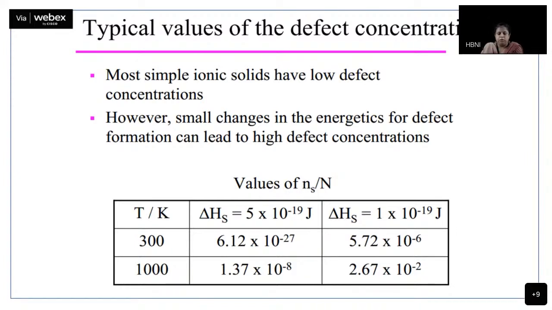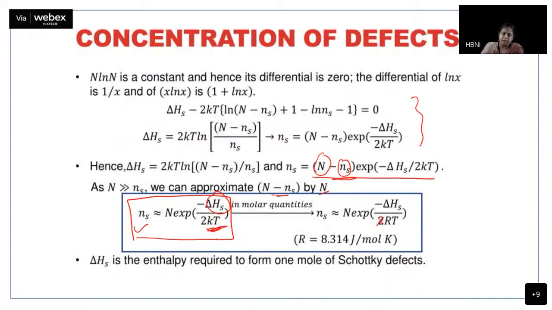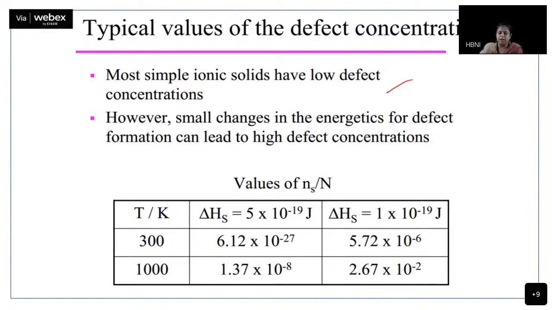Okay. So as I just mentioned a minute before, the defects are there, but the concentrations are very small. All right. So this is what is mentioned here. Most simple ionic solids have got low defect concentration. But if you change its energetics, if you increase the temperature, because that particular factor occurs in exponential, then by small changes itself, you can vastly change the defect concentration. All right.